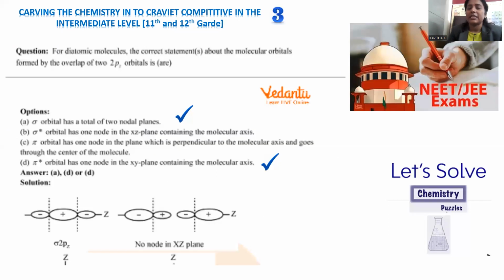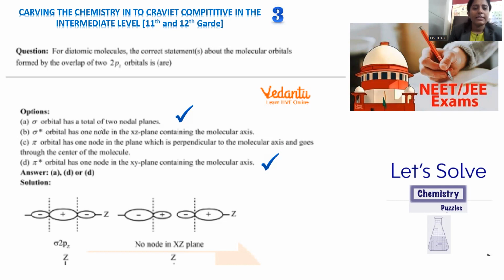Question number 3 is collected from the JEE Advanced Question Paper 2021. For diatomic molecules, what is the correct statement about the molecular orbital formed by the overlap of two 2pz orbitals? When two 2pz orbitals combine, which of the given statements are true for the molecular orbitals? This is regarding diatomic molecules only. This is collected from Vedantu's answer, and let's see what the answer will be.